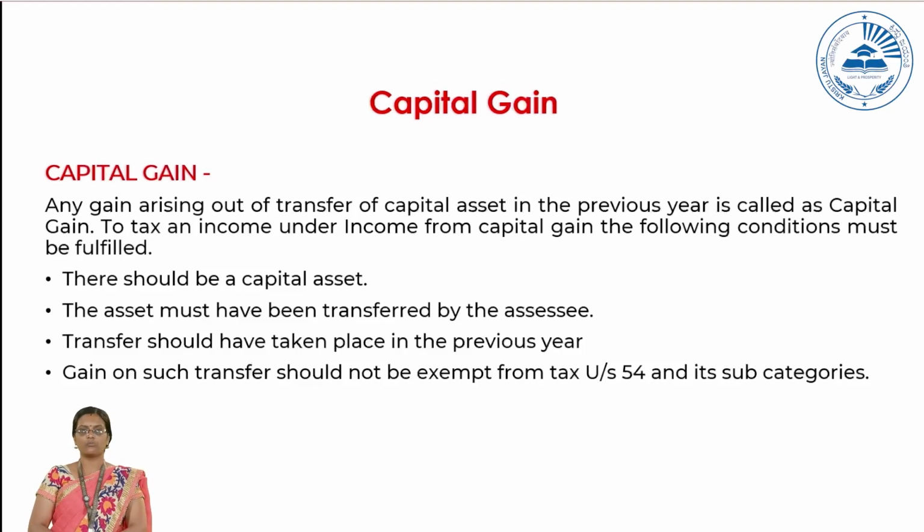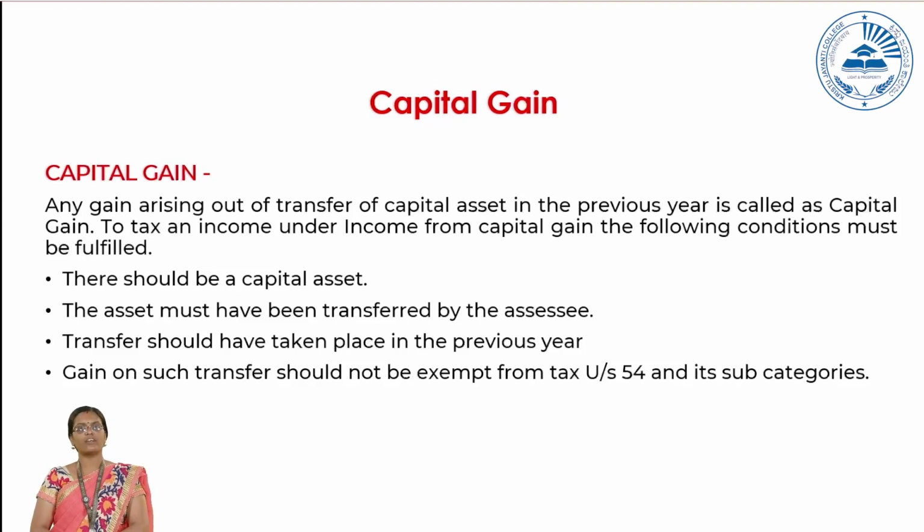And the last and the most important condition is that when I am transferring such capital asset, I should have incurred any kind of profit or gain, and the exemptions under section 54 should not be applicable. Or if I have to reduce my taxation part by selling an asset, I should have invested the gain that I've received by selling these capital assets under different sections as given by the Income Tax Act under section 54 and its subcategories.